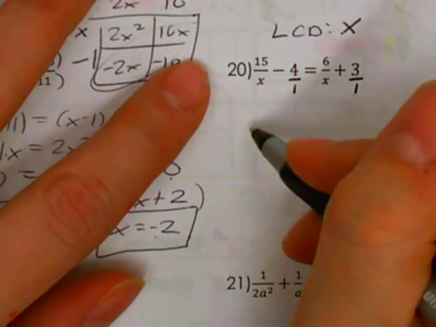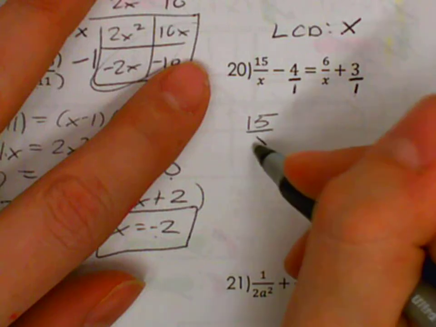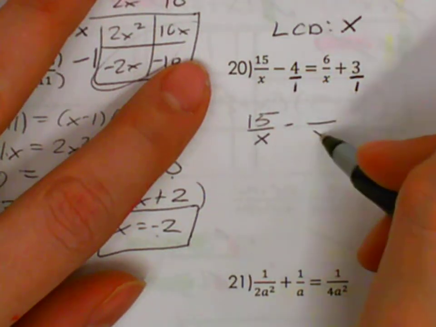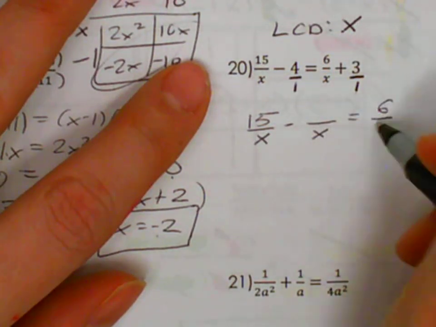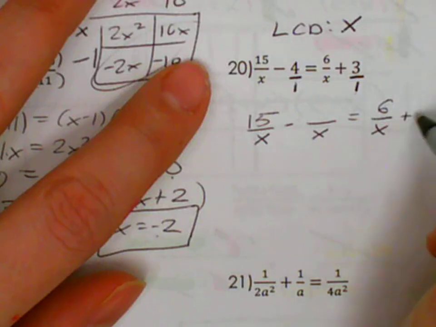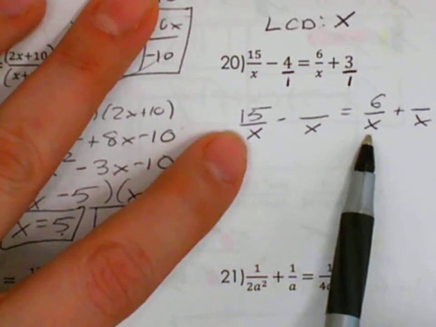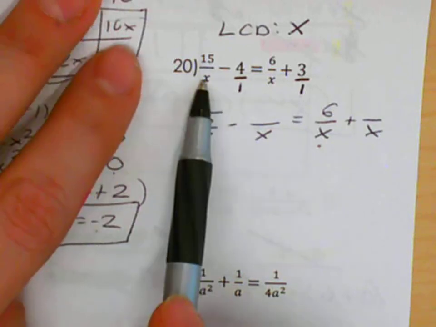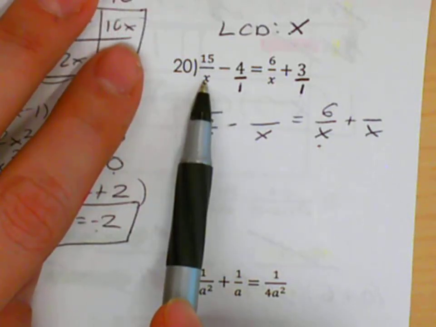So I've got 15 over x. This is going to be something over x. And the reason why I'm writing the 15 over x and the 6 over x is because they don't change. Their denominator is my least common denominator. Nothing needs to change here. There's nothing I need to multiply.